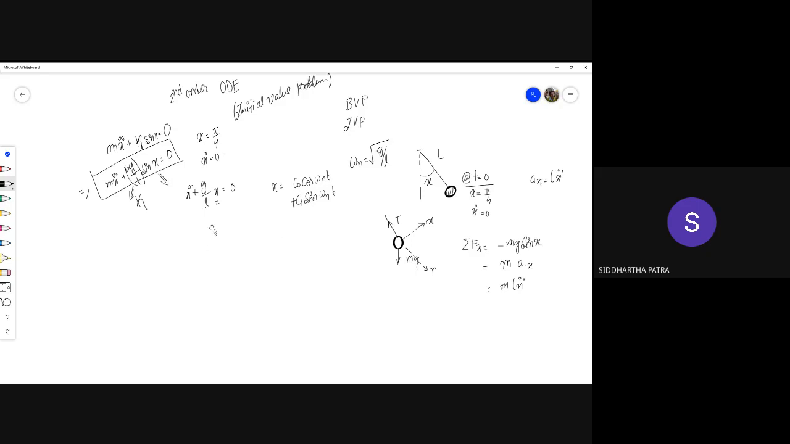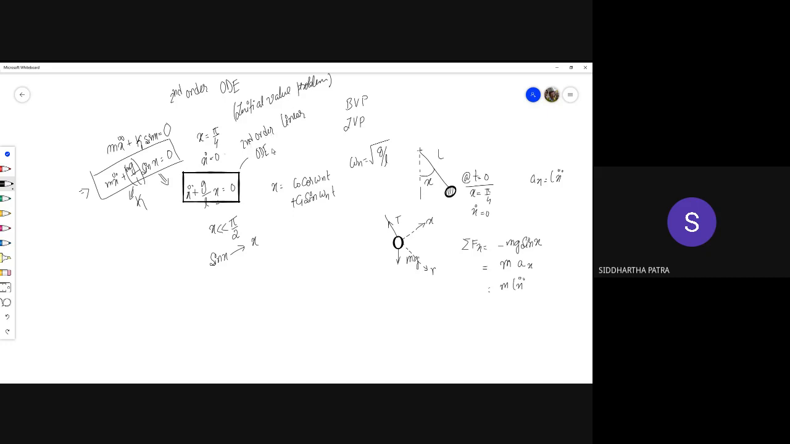We assume that x is many times smaller than pi by 2. So small that sine of x tends to x. Basically, x tends to 0. And practically, x is less than the radian value of 5 degrees. In such a situation, you can linearize this equation, and you have an ordinary differential equation which is second order but also linear.